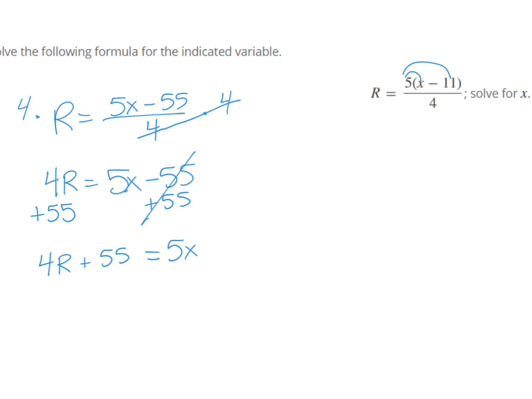And then my last step to get the x by itself is to undo this times 5. I'm going to divide by 5. I'm going to divide both sides by 5. And then just because I'm kind of OCD this way, I'm going to put my x on the left, and it's going to equal 4r plus 55 all over 5. And then you can just leave it like that. We have other ways of writing it, but I'm going to leave it.